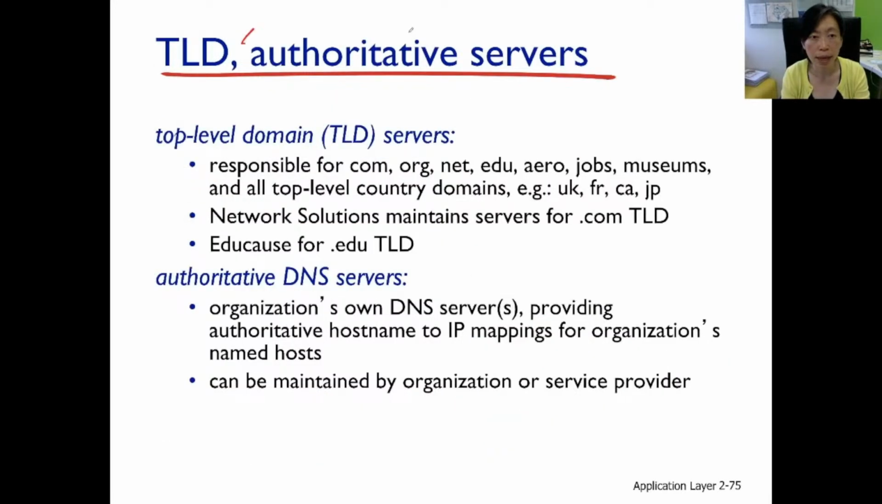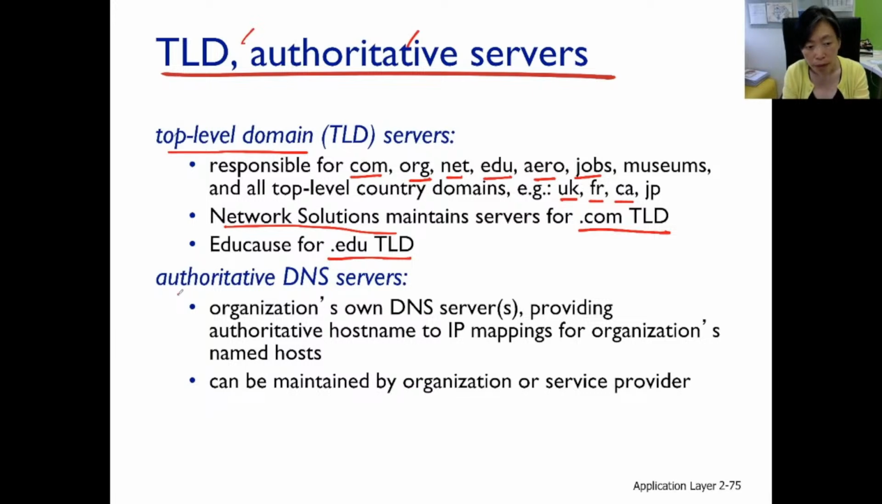Next, the second and third level DNS servers. At the second level, we have a bunch of TLD servers, top-level domain servers. They are each responsible for a different top-level domain, including top-level country domains as well, UK, FR, CA, etc. So essentially, this is the last part of the host name. Each of these TLD servers is maintained by some sort of organization of public interest. Some people call them NGOs. For example, Network Solutions maintains the servers for the .com TLD, and Educause for the .edu TLD.